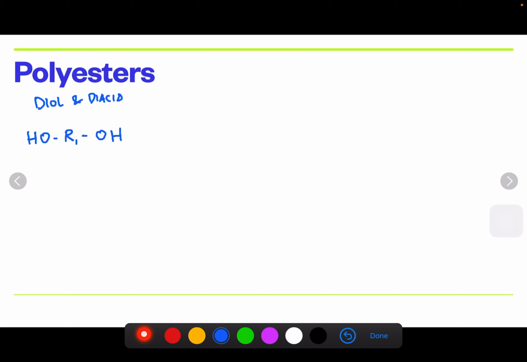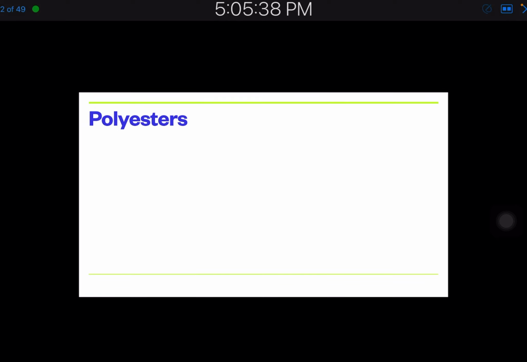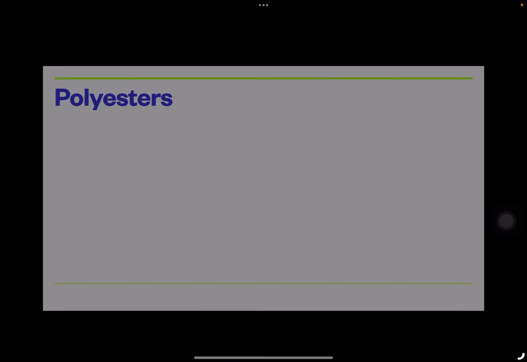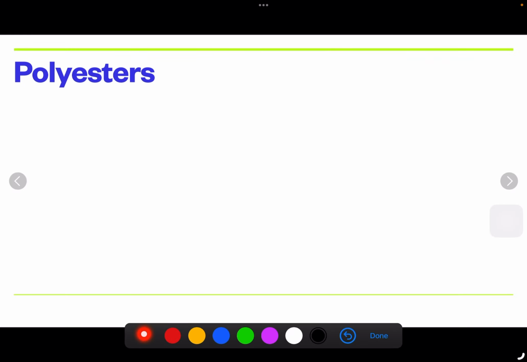And then plus this, the carboxylic. Now to give you some context on the reactions. Oh, what happened? Okay, let me write again.